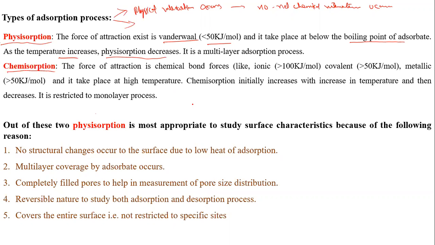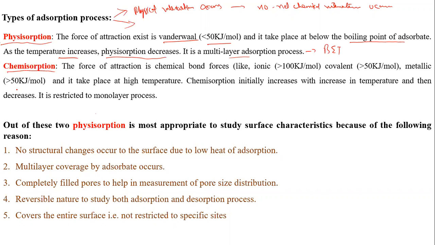Physisorption is just a physical phenomenon. It means there is no net chemical interaction between the adsorbate and the adsorbent. It is also a multi-layer adsorption process. If we talk about BET, this BET is a multi-layer adsorption process. So many layers of gases get adsorbed on the surface of the solid.